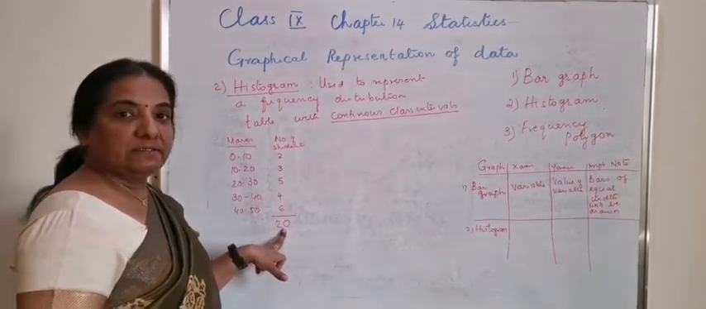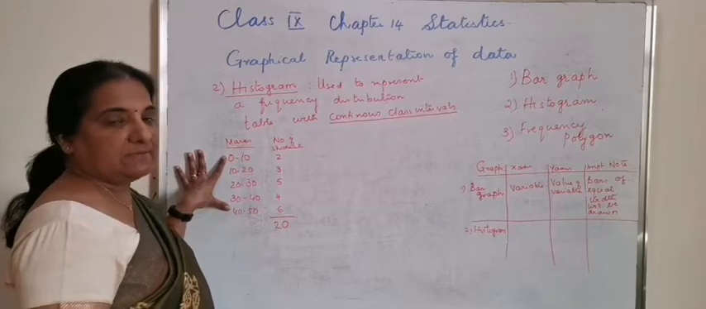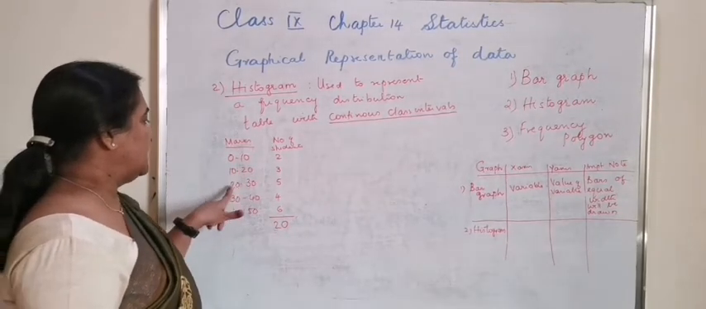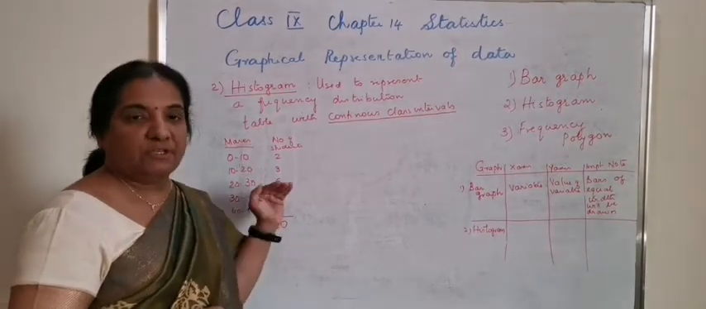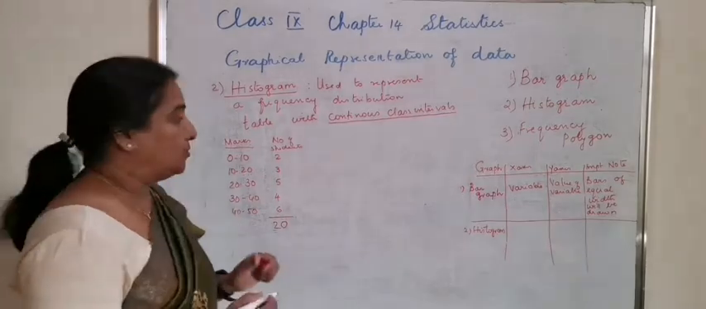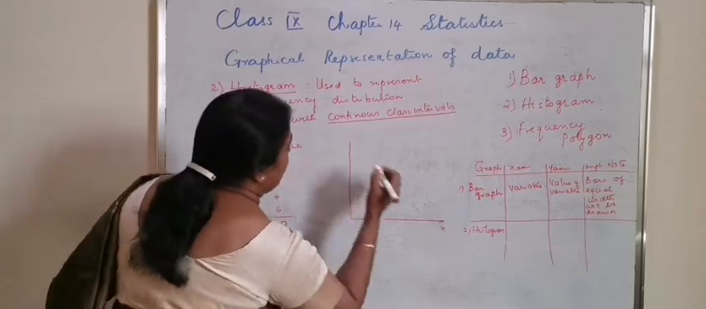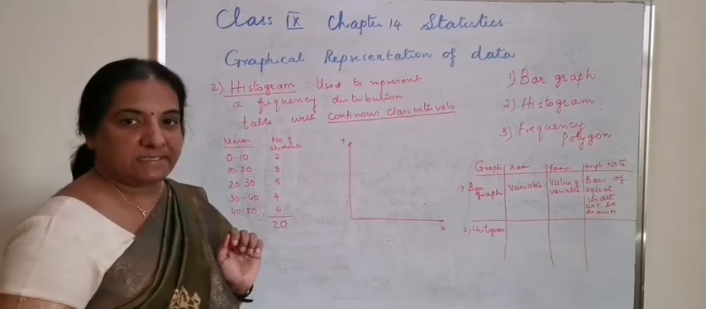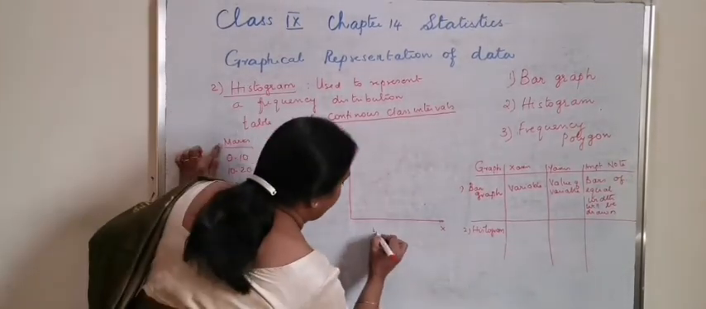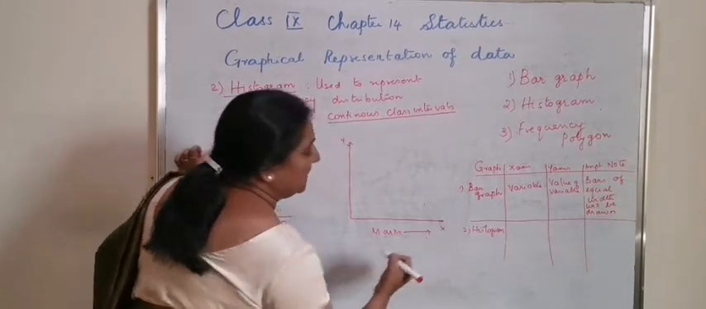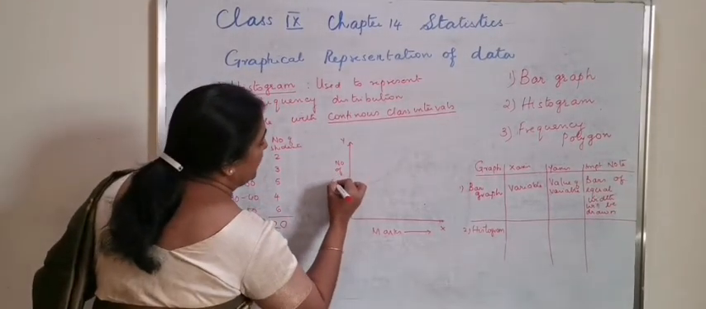The first concept is to check whether the class intervals are continuous. The class intervals are continuous as 0 to 10, 10 to 20, 20 to 30, 30 to 40 and 40 to 50. So if you have to represent this data on a histogram, draw the two perpendicular axes, the x-axis and the y-axis. The x-axis will represent the marks and the y-axis represents the number of students.